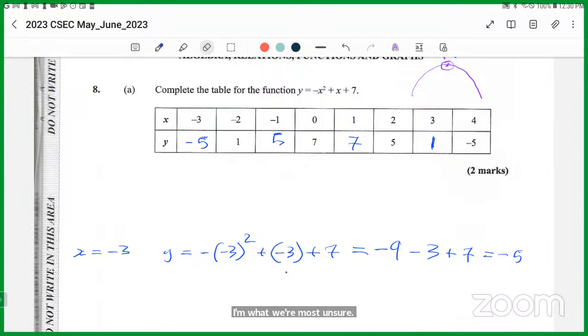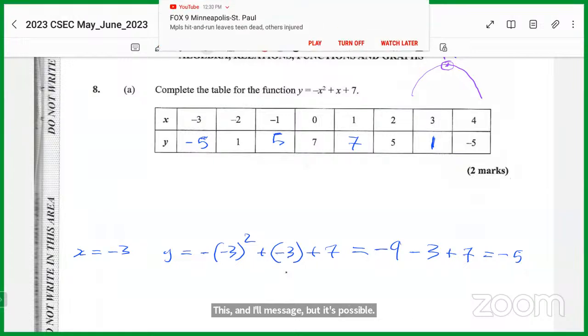Hold on, let me just send a message for this call. Somebody was calling me. Let me just send a message. Just give me a second, please.